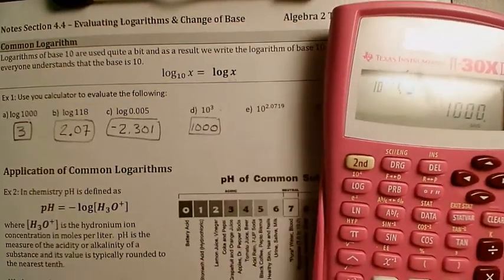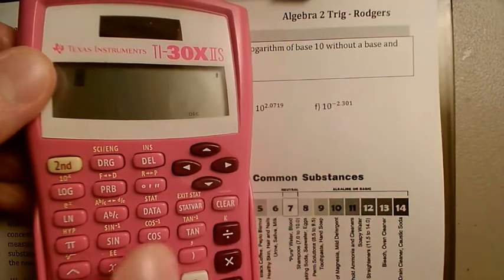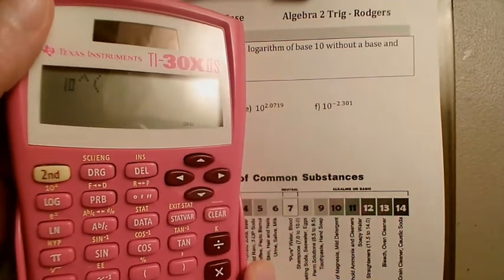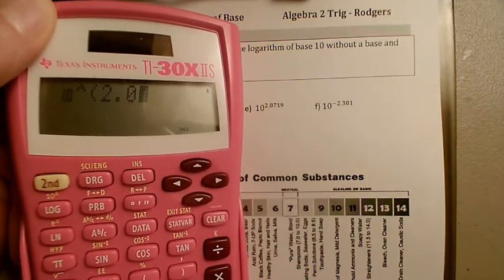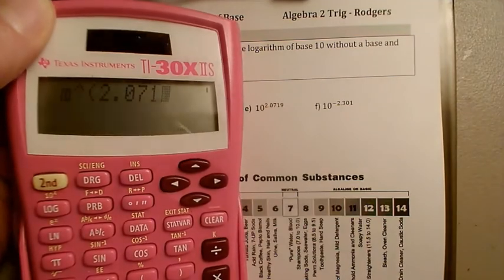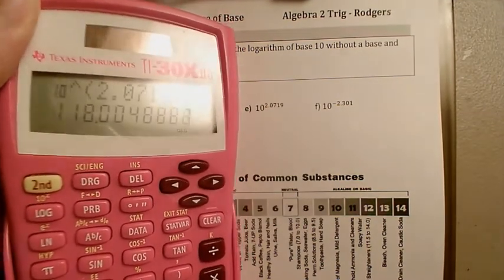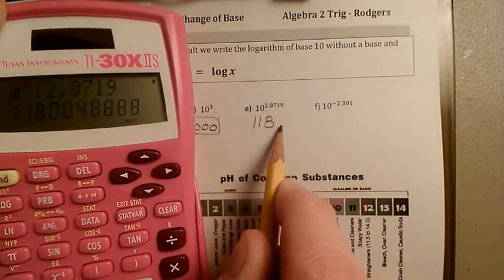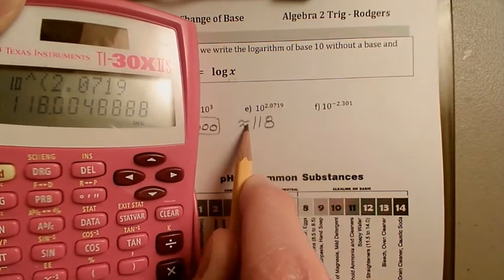All right, so same kind of thing here. Simply 10 raised to that. So we'll clear that again. So we do second, log button, so 10 raised to the, and this time we want 2.0719, and we just hit enter. All right, so that is 118, I would say roughly, so approximately equal to.